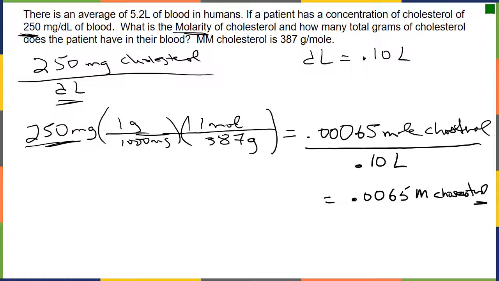All right, so we got moles of cholesterol. Now the second question is, just because why not, why don't we figure out how many total grams of cholesterol you have in your body? So let's look at this.